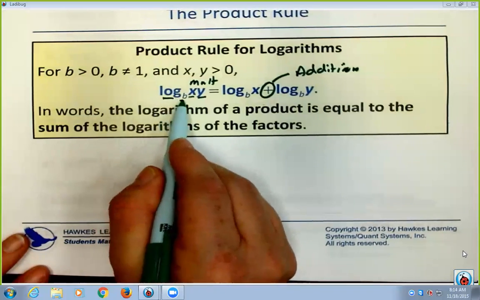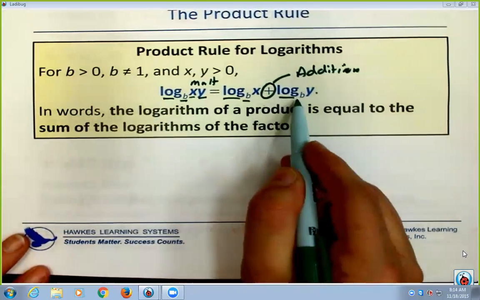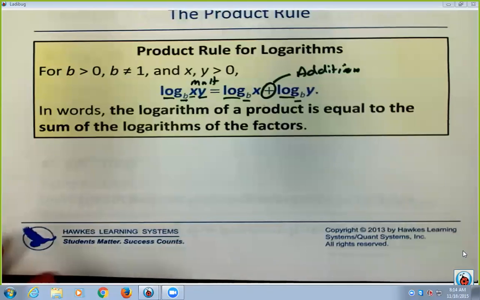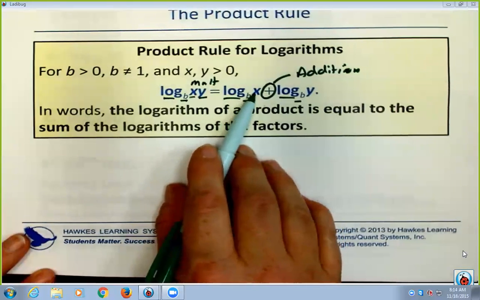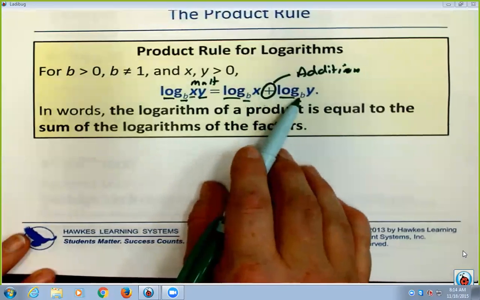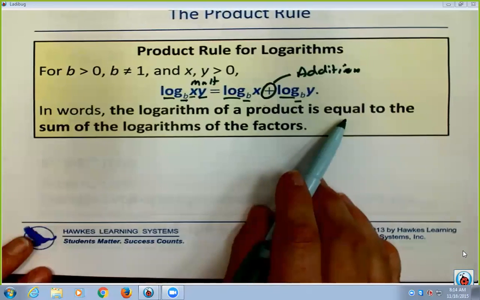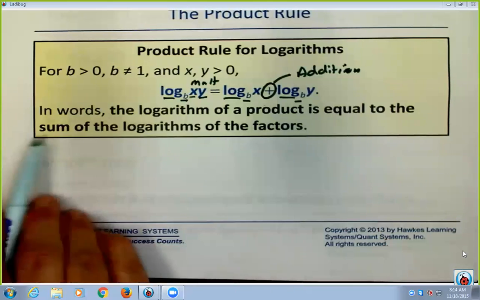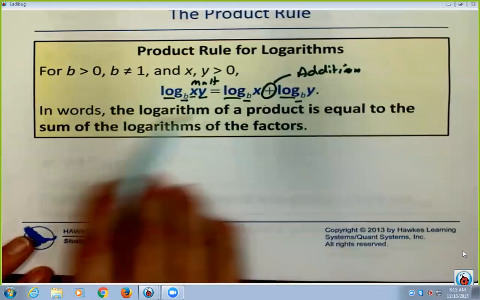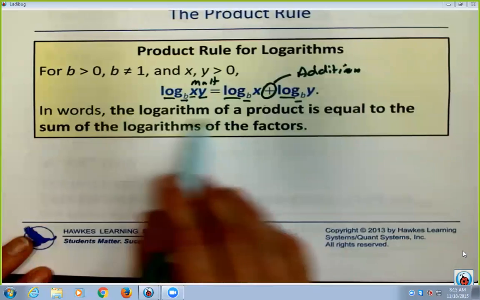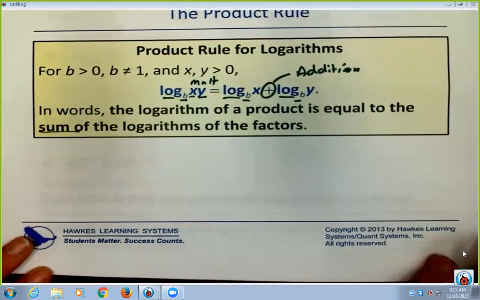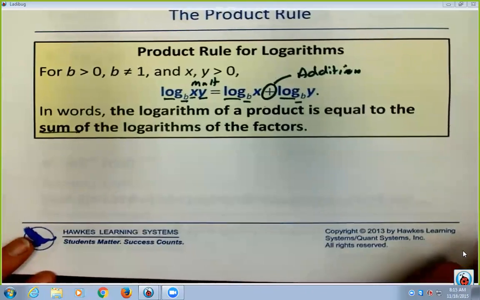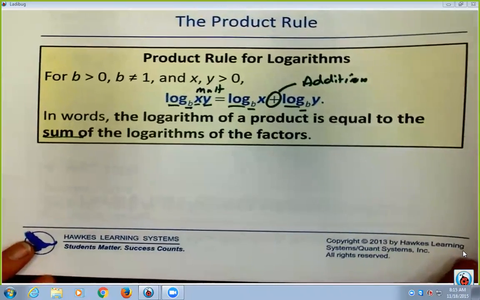Notice log b became part of my answer to each piece. So I will have log and whatever this base happens to be along with that answer. If I was going to turn it back into exponential form, it is going to end up being at that spot. So the logarithm of a product is equal to the sum of the logarithms of the factors. So if we have factors in there, that's what happens.